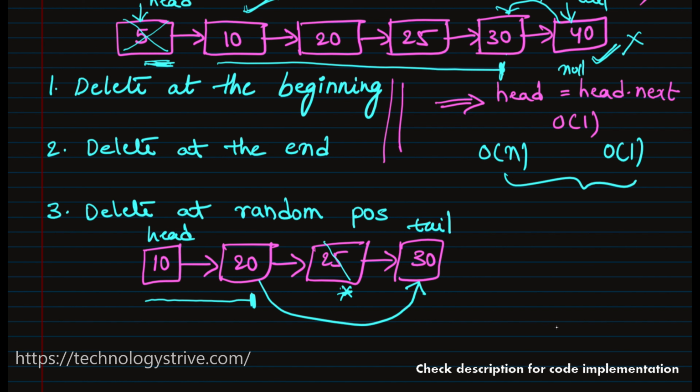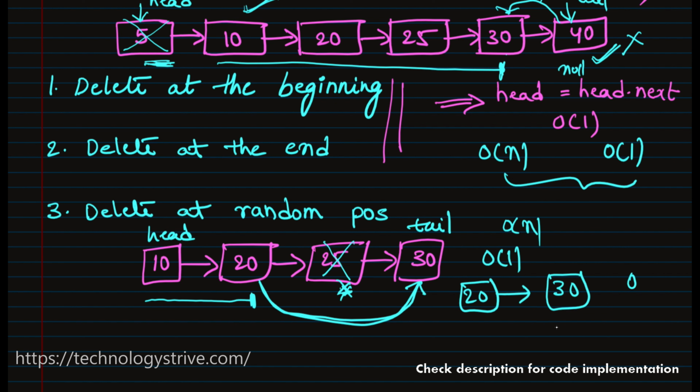Then automatically this node will get deleted because we are removing the reference. So again this deletion is just order of 1 only, but traversal is again order of n. But deleting this node, we are just marking the 20 node next to 30, right? This is just order of 1.